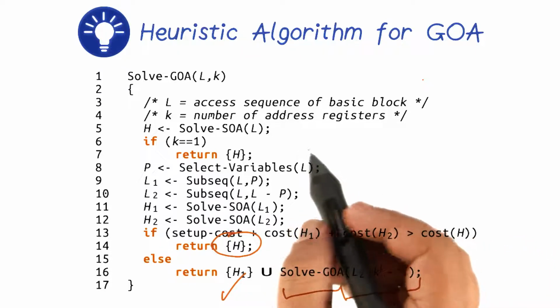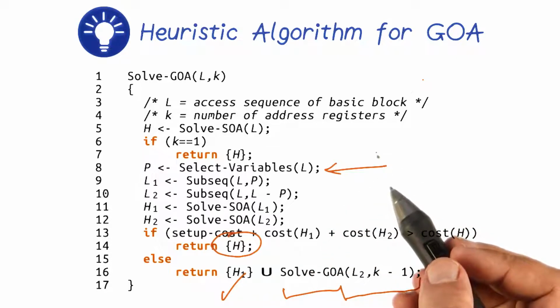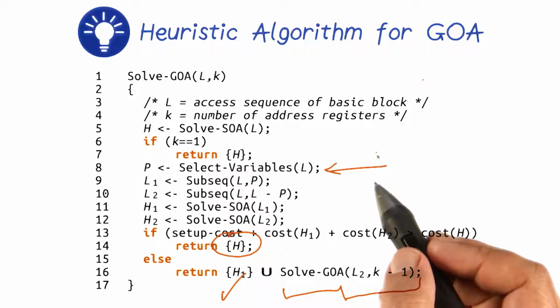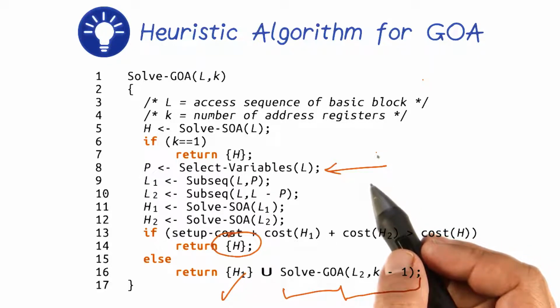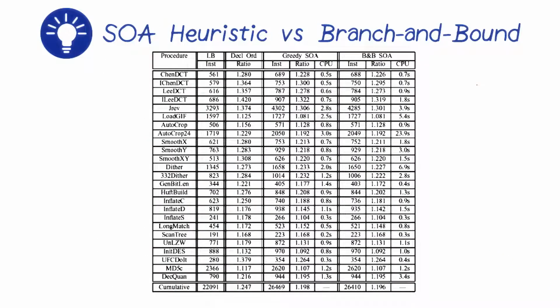Now you can see here that the key procedure deciding the subsequence is select variables. Which variables should be selected to go together as one access sequence? That's a key step in this. And there are several heuristics which will tell us to select a group of variables together for building a subsequence here. So students, having seen the SOA and GOA as two different types of algorithms, the first one using only a single address register and the second one using multiple address registers, now let us see the performance on some important benchmarks. So first we have results for just the SOA part.